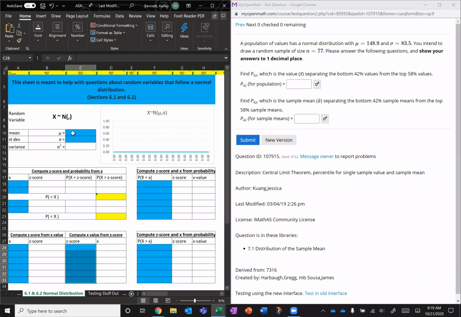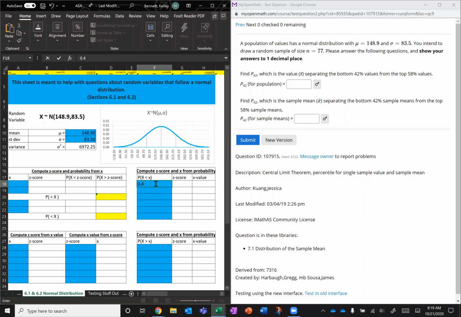So in 6.2, you would have just entered your mu and sigma. And then you can solve this problem two ways with Excel here. If you want 42% of the values to the left, then you can use this top box here and type in 0.42. If you're looking from the right, you have 58% of the values on the right. So you could use the lower area and do 0.58. And you'll see that we get the exact same z-score and x value. That's because it's computing the same thing. It's just looking at it from different angles.